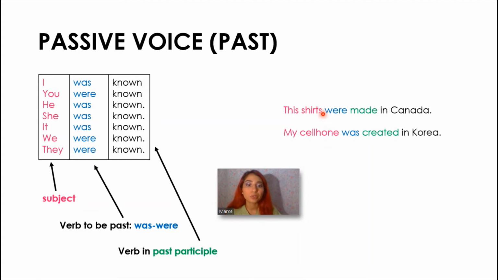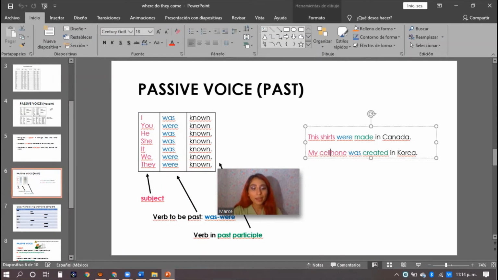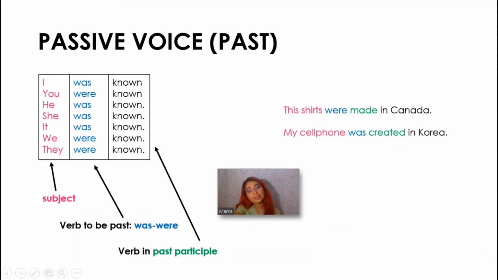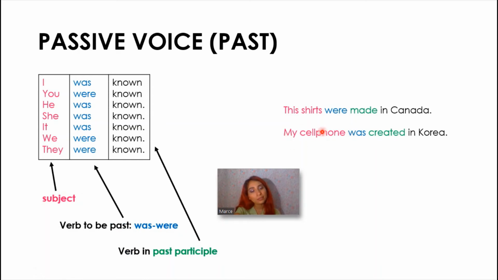I have some examples. These shirts were made in Canada. The subject, verb to be in past, and the past participle. Okay, I have another example here. My cell phone was created in Korea. I have my cell phone as the subject, was is the verb to be in past, and created in Korea.